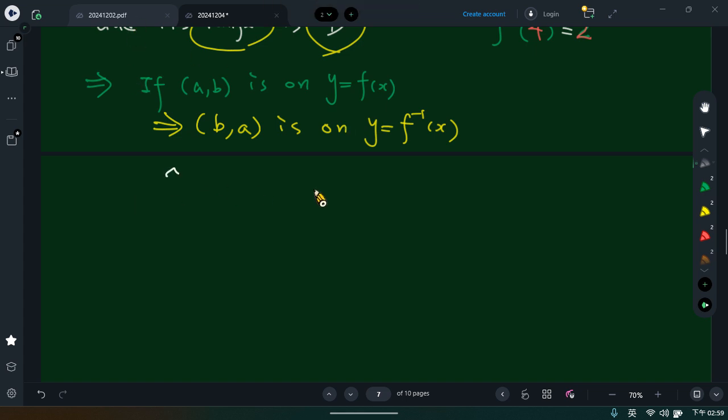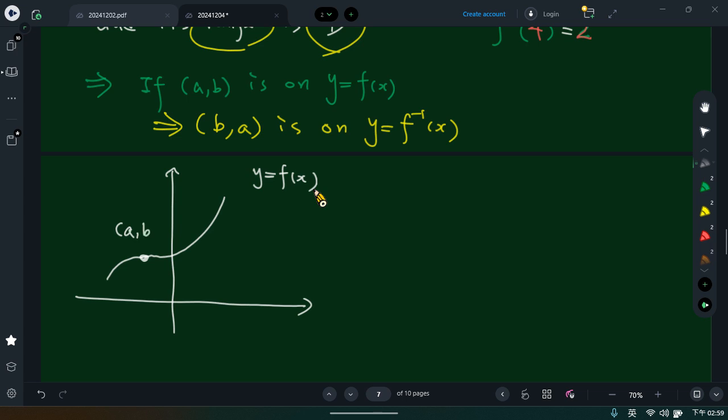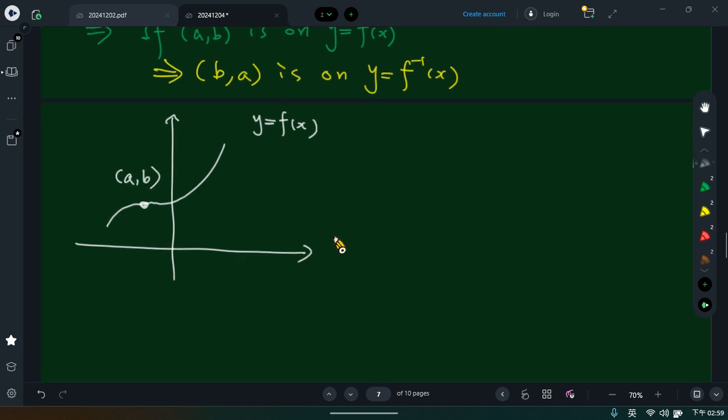I can also draw these two functions. If y is equal to f of x, the function, if we just do like this one, (a, b), right? But for the inverse, maybe let's just do it like this: (b, a). Then this is y equal to the inverse function, the inverse of f of x.